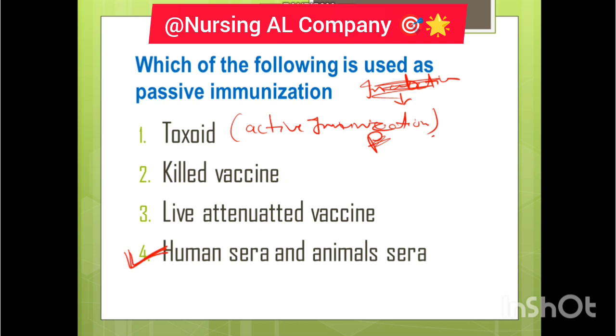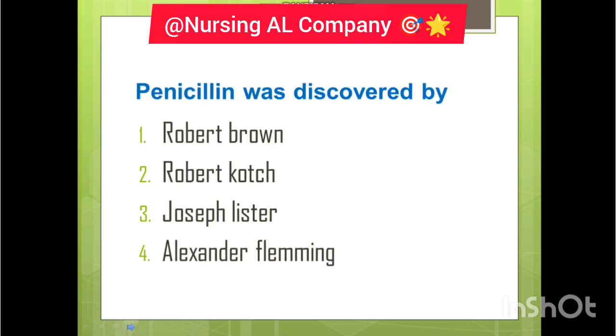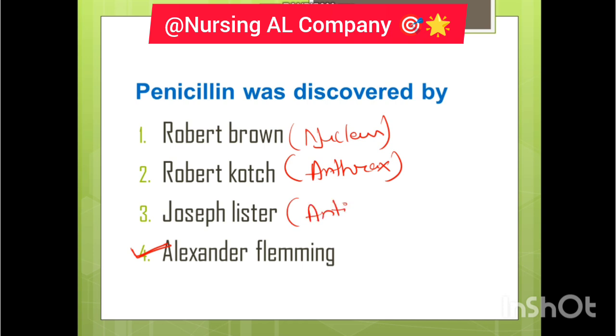Next, penicillin was discovered by whom? Everybody knows the answer: Alexander Fleming. Robert Brown discovered the nucleus. Robert Koch discovered anthrax. Joseph Lister discovered antiseptics. And the last is Alexander Fleming, penicillin.